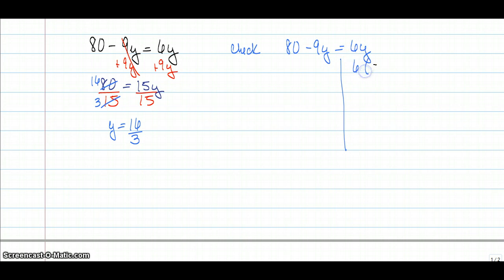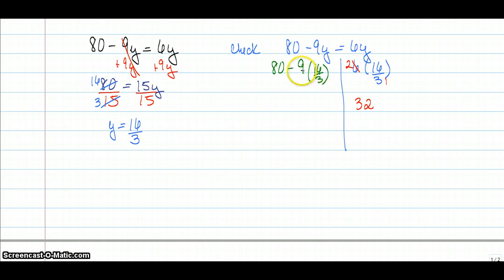So I have 6 times 16 over 3. Oh, look, it's going to simplify. 3 goes into 6 2 times, 3 goes into 3 1. 2 times 16, that gives me 32. Now on the other side, let's see, I have 80 minus 9 times 16 over 3.